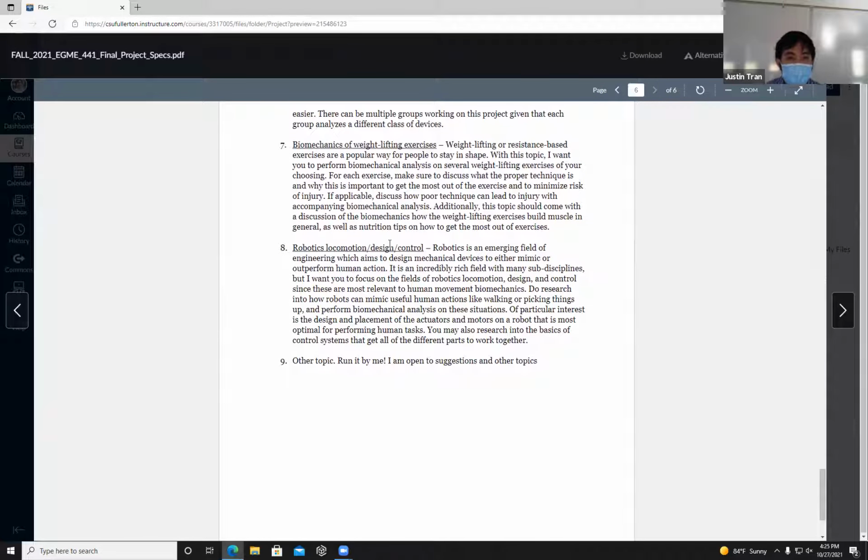All right, number 7. Number 7 is the biomechanics of weightlifting exercises, okay? Weightlifting or resistance-based exercises are a very popular way for people to stay in shape, but I think it lends extremely well to the types of analysis that we do in this class. In fact, we've been doing a lot of our analysis on weightlifting already.